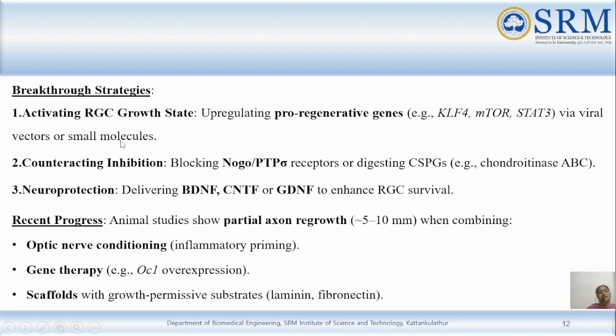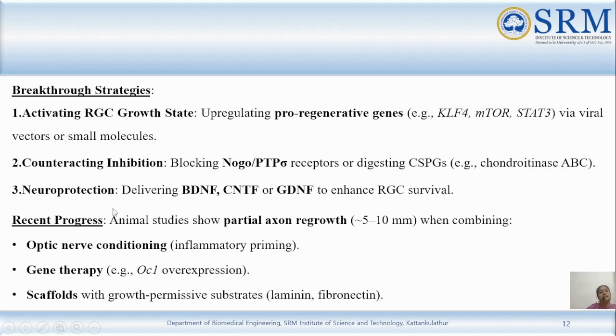We can look at activating the RGC growth state. So, we can upregulate pro-regenerative genes such as KLF4, mTOR, STAT3 via viral vectors or small molecules. So, when these regenerative genes are upregulated, it will help to fix the damaged neurons. And also we can look at counteracting the inhibitory molecules. So, blocking molecules that are responsible for the inhibition of neuronal growth like NOGO, PTP sigma receptors, or digesting the CSPGs, for example using chondroitinase ABC, can be helpful for counteracting the inhibition.